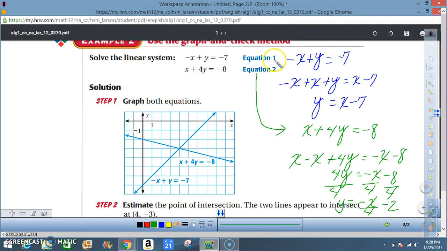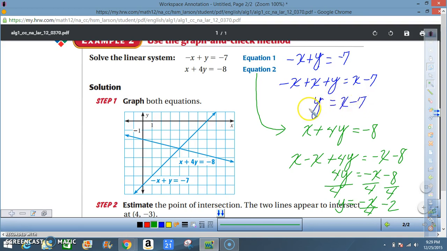Okay, for equation 1, negative x plus y is equal to negative 7. I want to get the y by itself. So therefore the x must leave. That negative x must leave. The inverse of a negative x is a positive x. I do that on both sides. So negative x plus y is equal to x minus 7. Once again, I added a positive x to both sides. Now negative x, when combined with a positive x, goes to 0, so I'm left with just y. And y is equal to x minus 7.